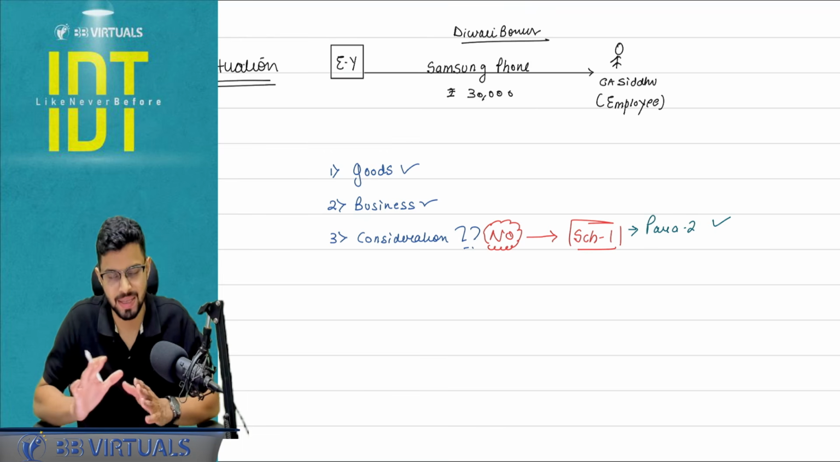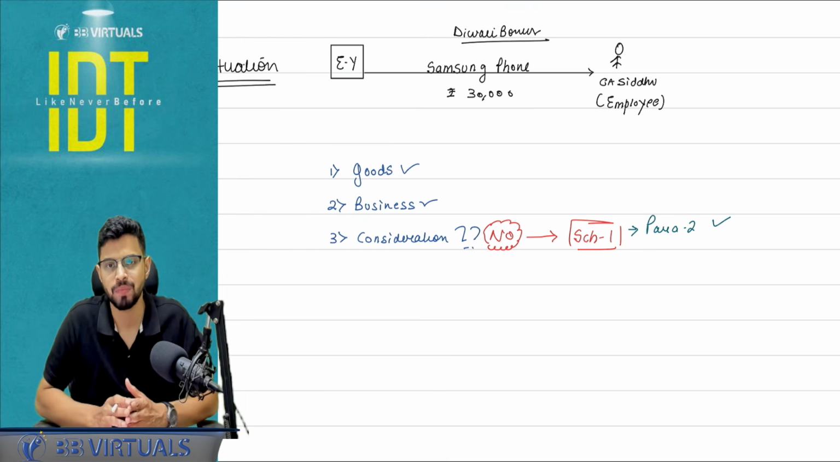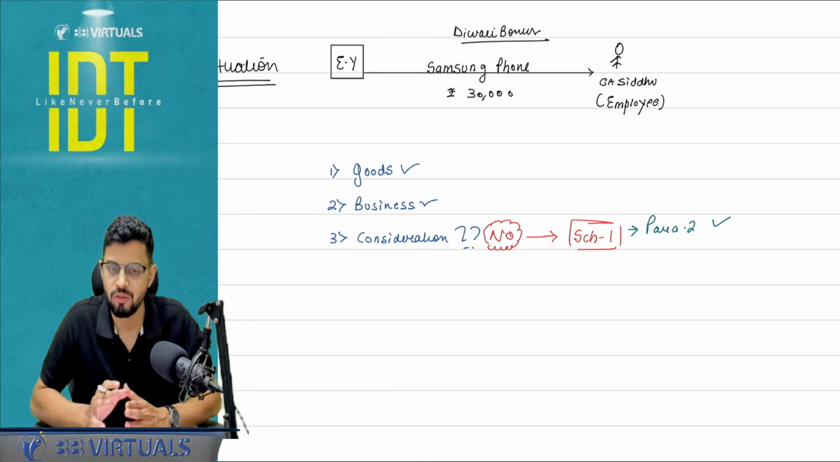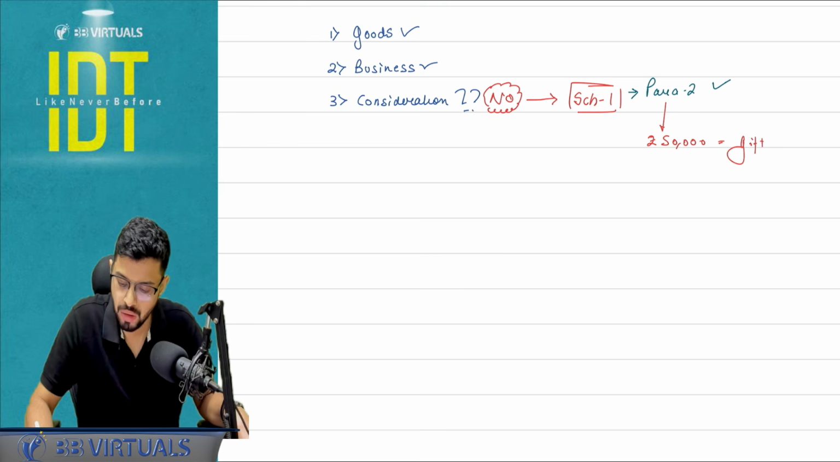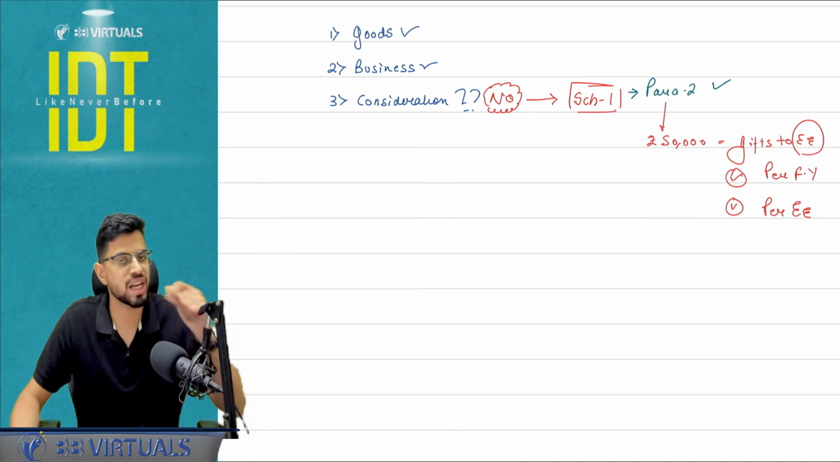So Nirmala Tai says, okay, understood. Let's give you a benefit. We will give you a limit here of rupees 50,000 with respect to gifts to employees per financial year per employee.